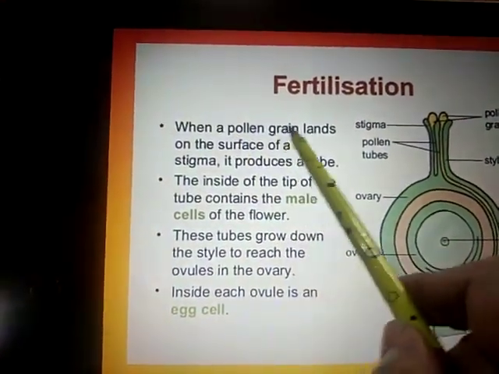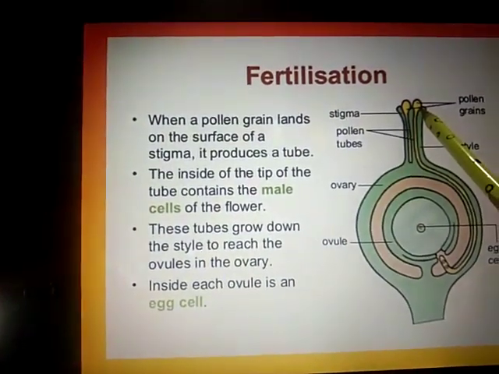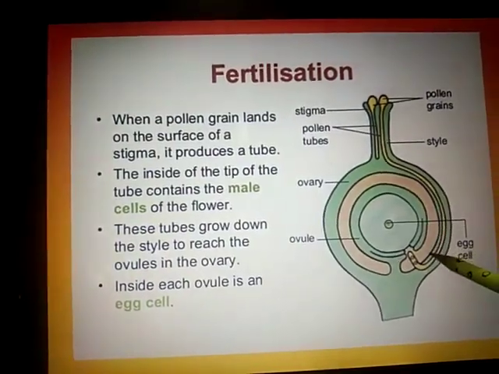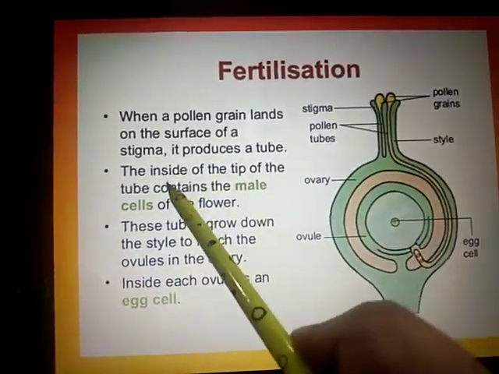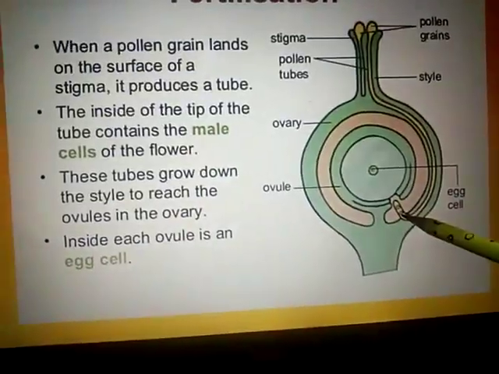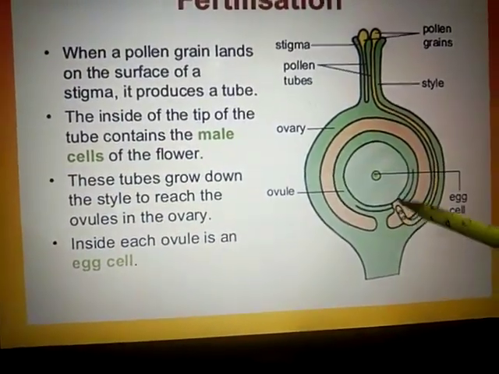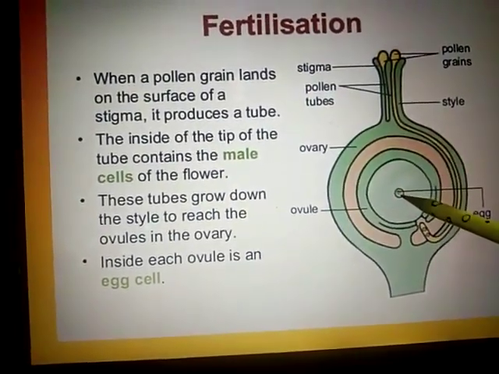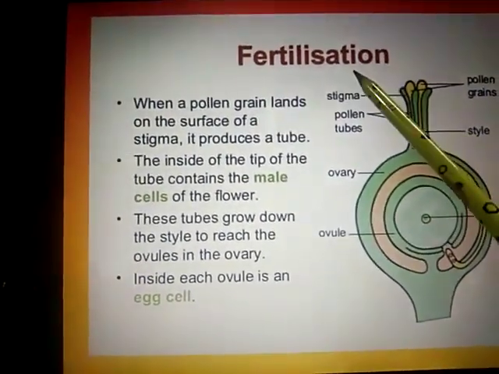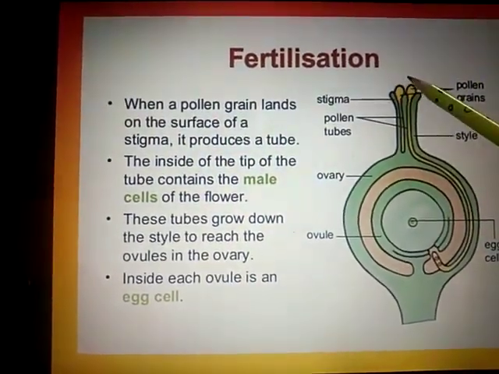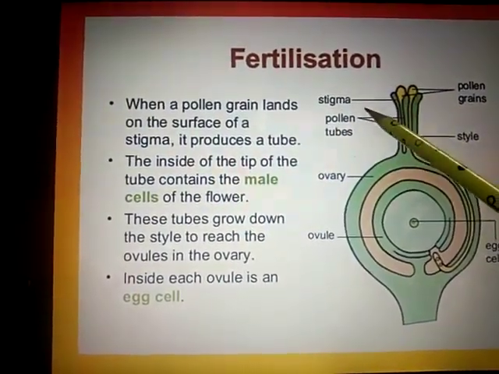Once again, when a pollen grain lands on the surface of the stigma, it produces a tube-like structure. Inside the tip of the tube is the male cell. These male cells get fused with the egg cell present in the ovule, forming the zygote. This process is known as fertilization, which is very important for further reproduction or the formation of fruits. That is all.